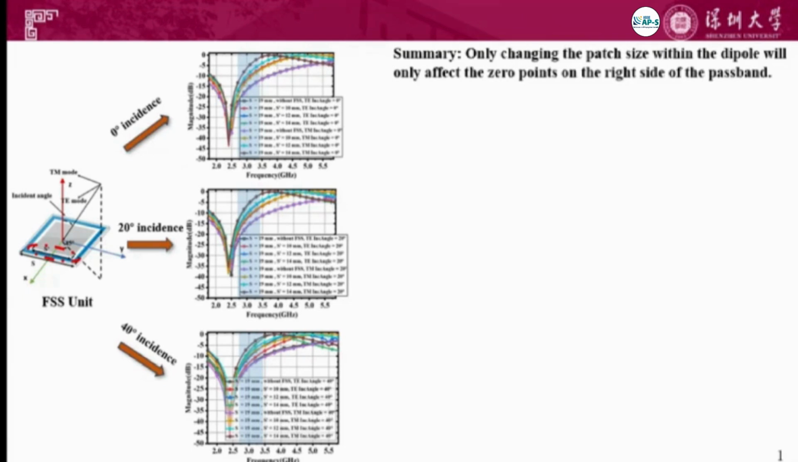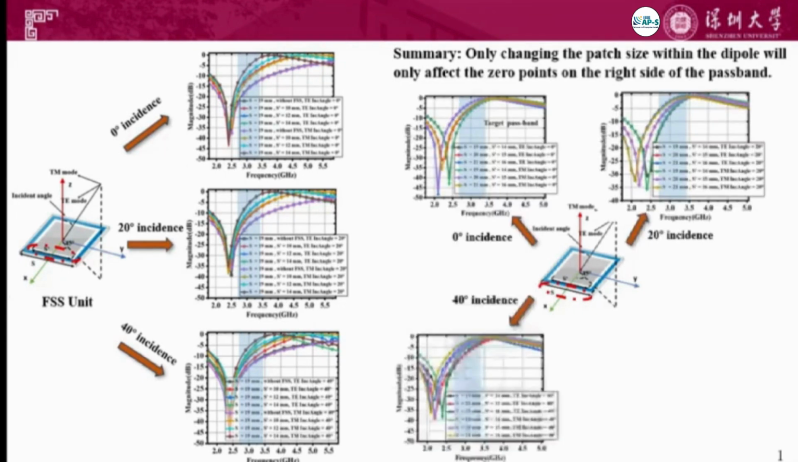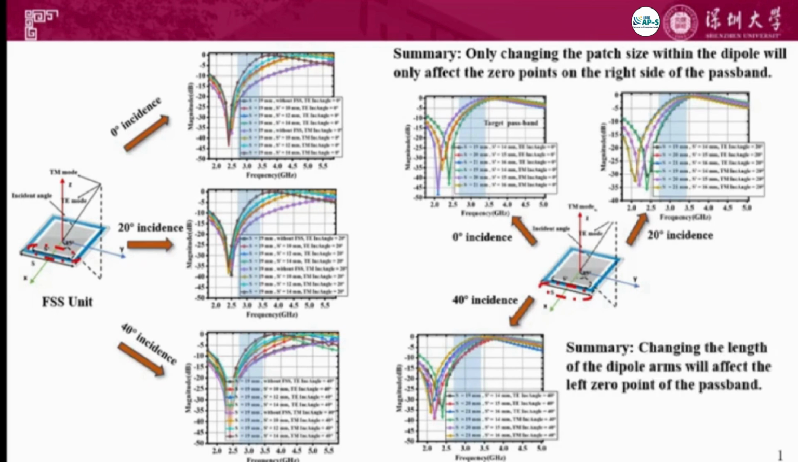In contrast, when we varied the unit cell size, we found that as the unit length increased, we observed the transmission coefficients at 0 degrees, 20 degrees, and 40 degrees incidence. The left transmission zero shifted leftward, accompanied by a wider passband. Therefore, we conclude that changing the length of the dipole arms will affect the left zero point of the passband. This discovery indicates that the internal patch size and the dipole arm length can independently control the right and left boundaries of the passband, respectively.